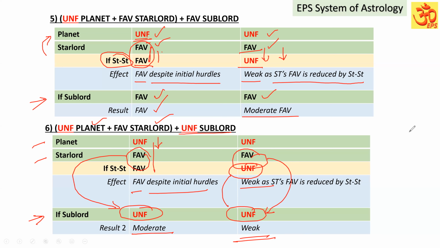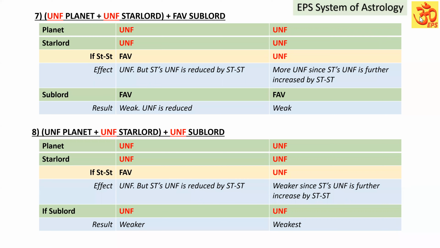So we will discuss the next combination. The next combination is number 7. Planet is unfavorable, star lord also unfavorable, and sublord is favorable. In these 2 combos, you can see both are the same, but the difference lies with the star lord of the star lord. Here the star lord of the star lord is favorable. Here the star lord of the star lord is unfavorable.